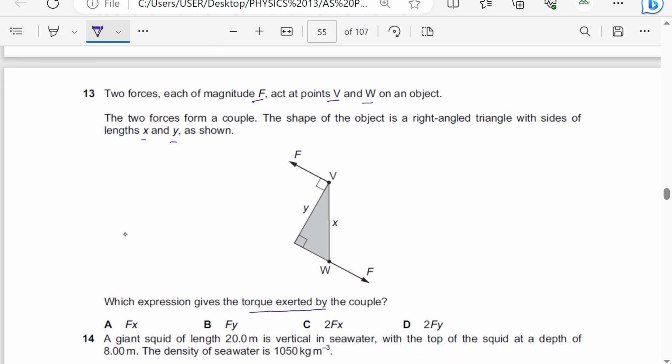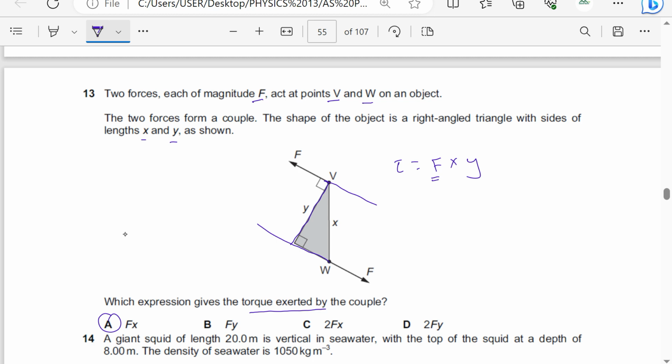Remember, the torque exerted by a couple is the product of one of the forces times the perpendicular distance between the two forces. So the perpendicular distance, if I prolong this line the other side and I prolong this side, you notice that the perpendicular distance is y. So this is going to be times y. So it means our answer here is going to be A.